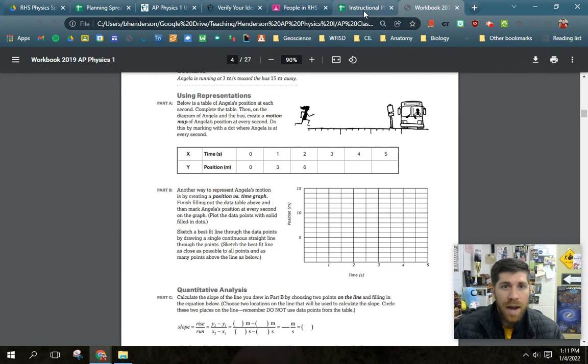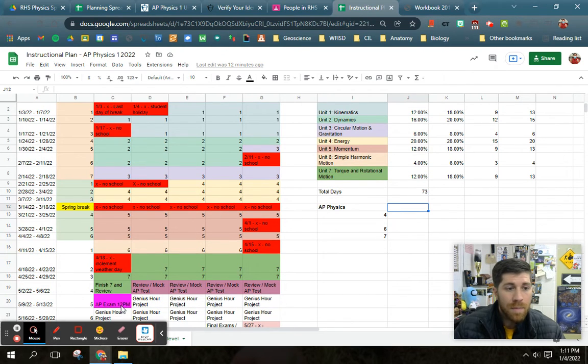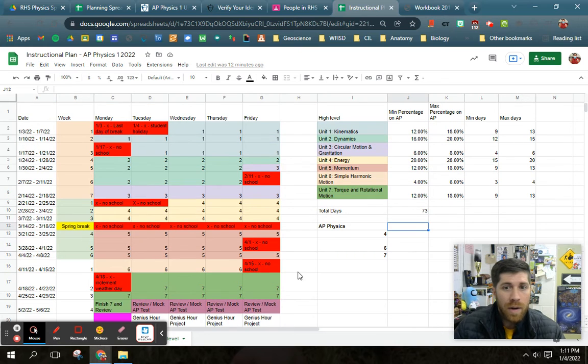Now, the instructional plan. I know this is kind of an overwhelming diagram, but if you look at it at a glance, it is possible to go through all of the content before your AP exam the week of May 9th. I've divided up the semester by the approximate percentages on the AP exam, and that's how we will allocate days for each topic. Even though you've done a little bit of kinematics, it's one of the most important ones, so we'll spend some time there. You'll see we're devoting a lot of time to energy. Basically that's how this will work.